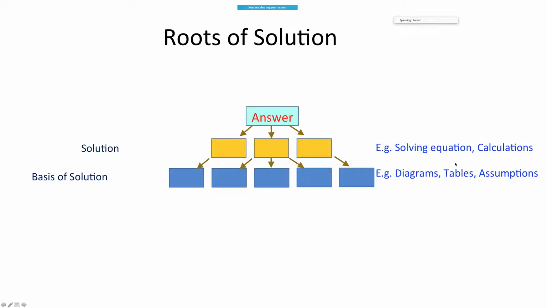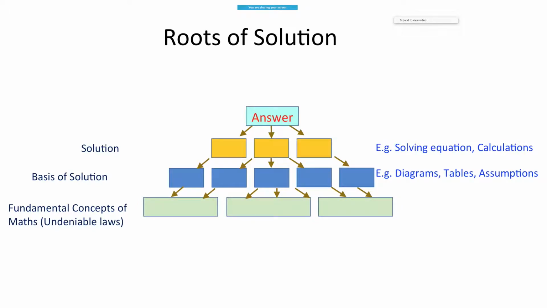So the basis of solutions is the assumptions you're making, the table and the diagram you're drawing, so that it becomes very clear what calculation I have to do, or what equation I have to solve. Now, even these bases of solution should be based on some very fundamental concepts of math, which are kind of undeniable laws. Can you give me an example of an undeniable law on the basis of which you can make a solution?